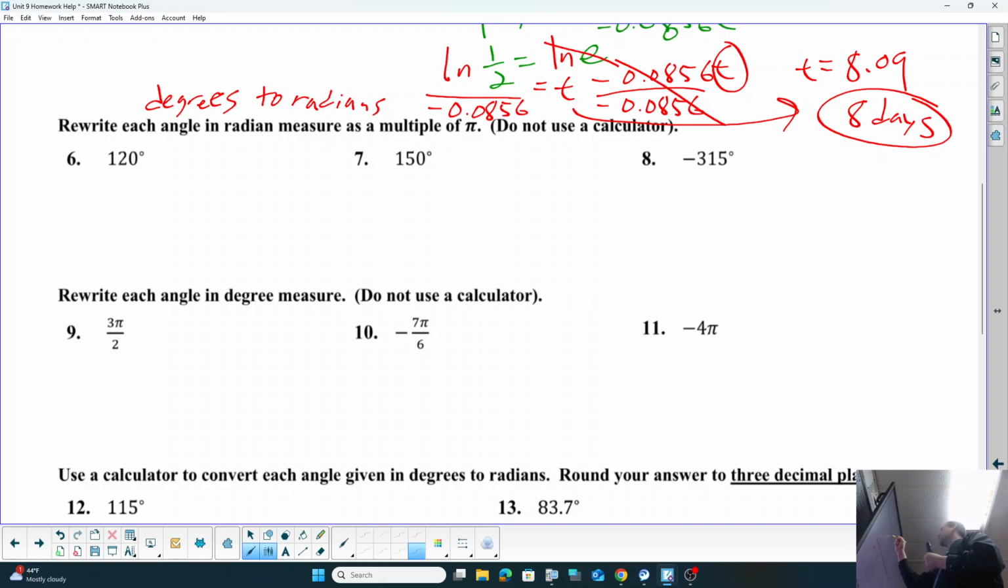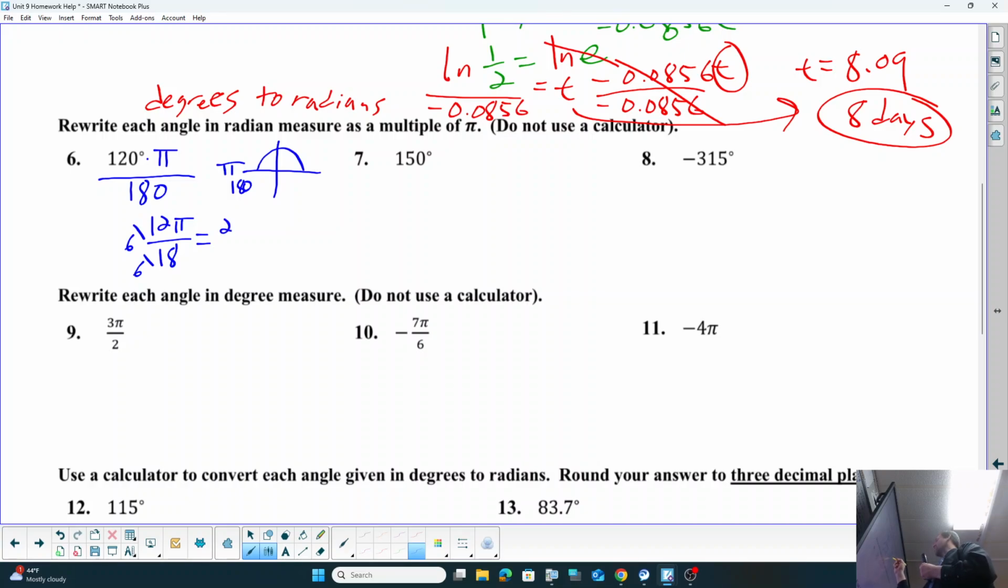So we're going to go ahead and times by pi, but then we have to divide by the equivalent of pi. What's the equivalent of pi in degrees? That's 180. So we divide by 180. And then 120 divided by 180. Well, you can divide by 10, divide by 10. That gives us 12 over 18. And then divide by 6, divide by 6. So that gives us 2 pi over 3.